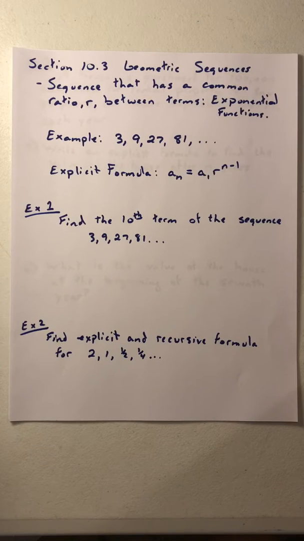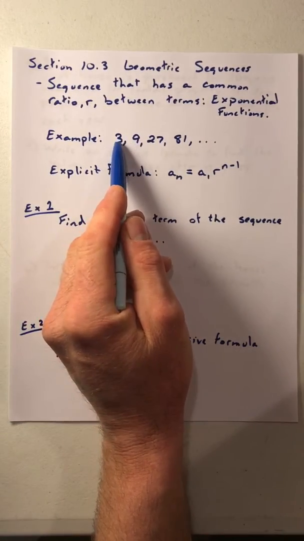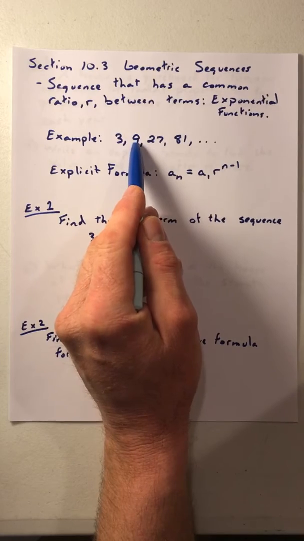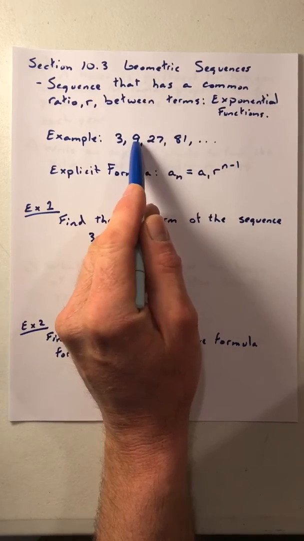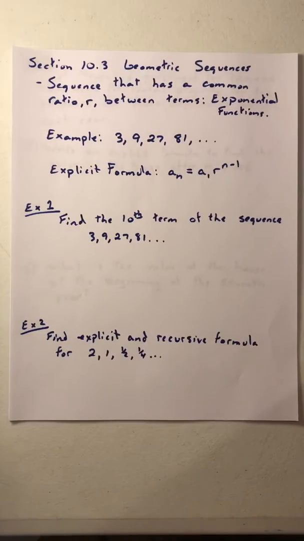For example, 3, 9, 27, 81. If we look from 3 to 9, we multiply 3 by 3 to get 9, 9 by 3 to get 27, 27 by 3 to get 81. Or we can look at 9 divided by 3 is 3, 27 divided by 9 is 3, and 81 divided by 27 is 3.